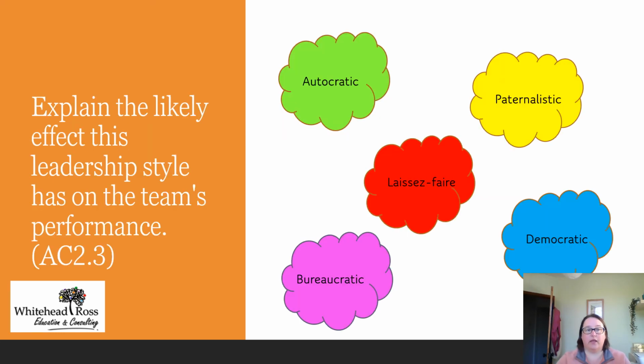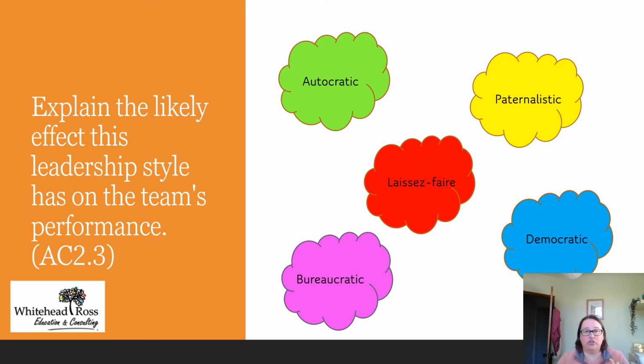So, moving on to activity or assessment 2.3. Explain the likely effect this leadership style has on the team's performance. Now, the key thing with 2.3 is it says this leadership style is referring back to the leadership style you've identified in 2.2. So whichever one or two that you identified as the common usage one in 2.2 are the ones you need to look at in 2.3.